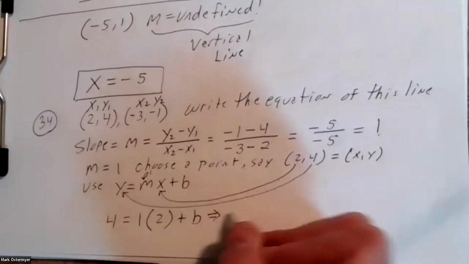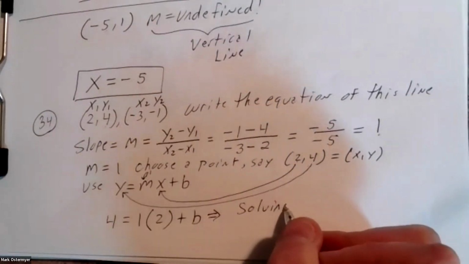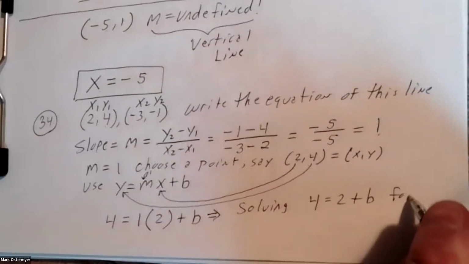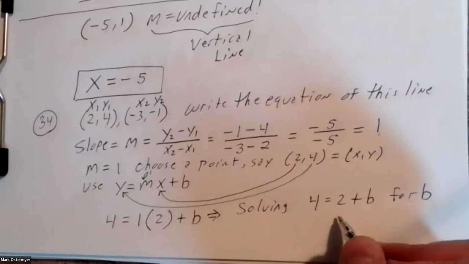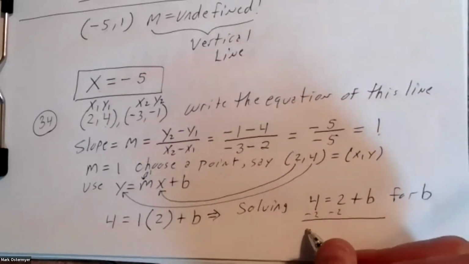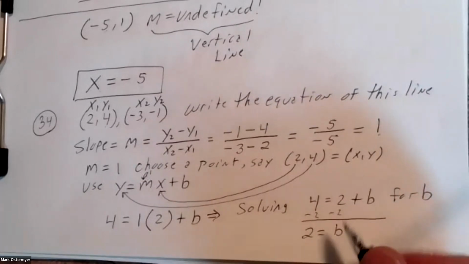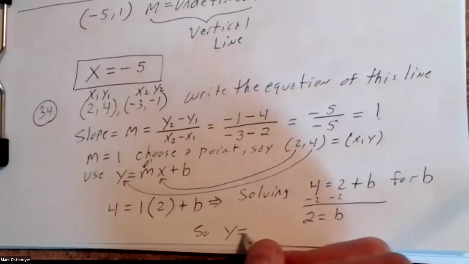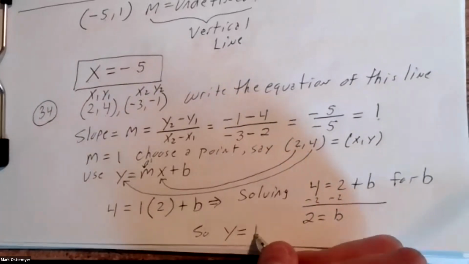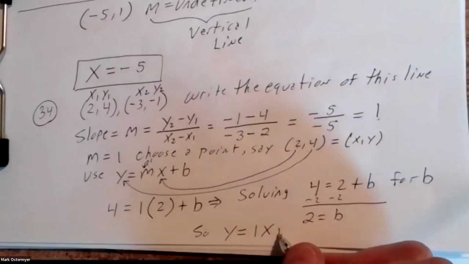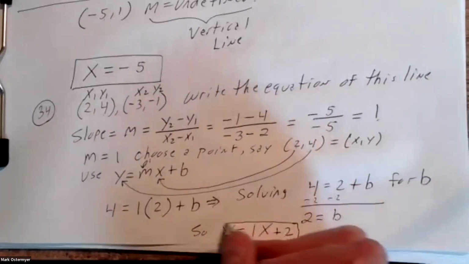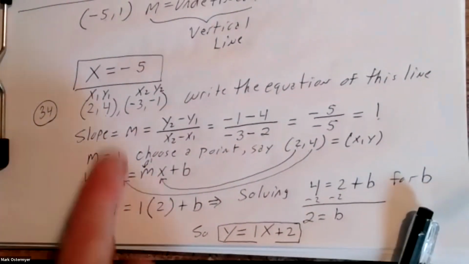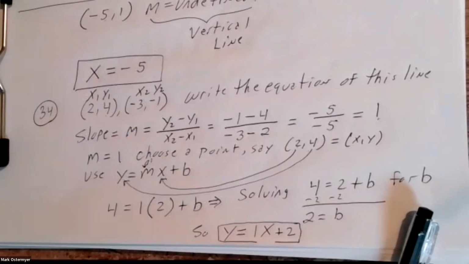So how do we solve for b? Well, we subtract 2 from both sides. And therefore, it looks like the y-intercept is 2. So here's our equation, ladies and gentlemen, in slope-intercept form. Our equation of our line has to be y equal to m, our slope m is 1, times x plus b. We found b, our y-intercept, to be 2. There's your answer. That's the equation of the line that contains these 2 points. It's y equal to x plus 2.